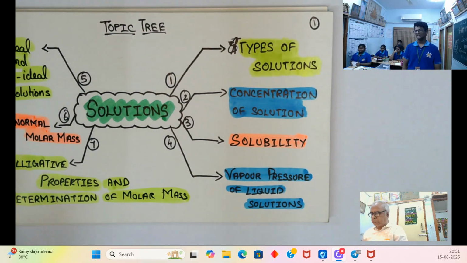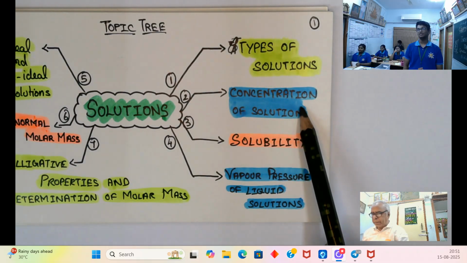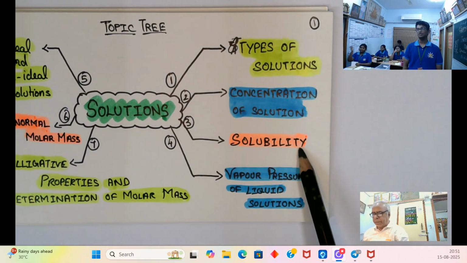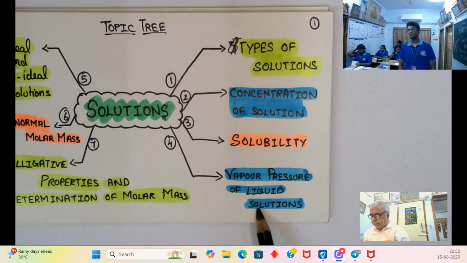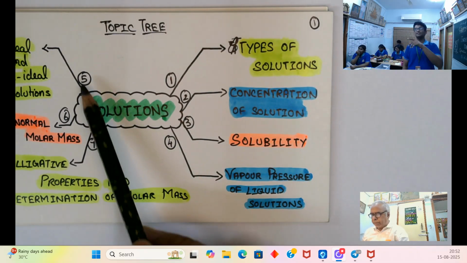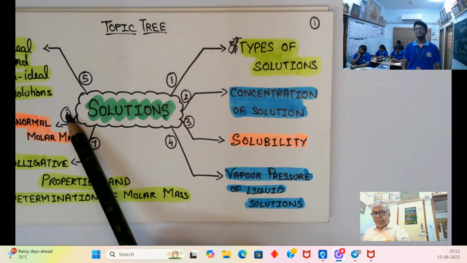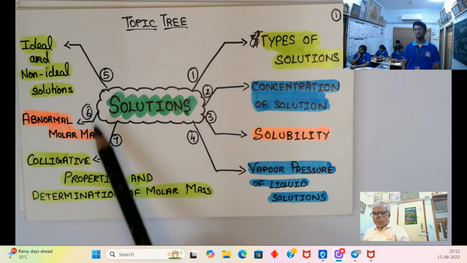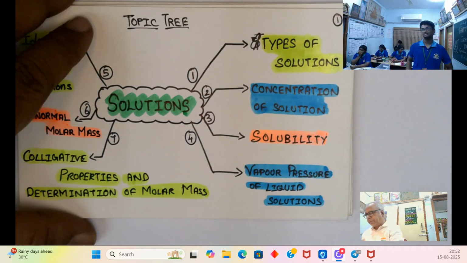Very nice. I started with the topic tree. The first one is types of solution, second is concentration of solution, third is solubility, fourth is vapor pressure of liquid solutions, fifth is ideal and non-ideal solutions, sixth is abnormal molar mass, and seventh is colligative properties and determination of molar mass.